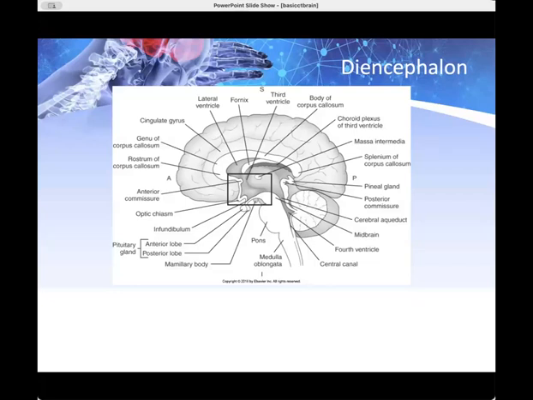So we look at the diencephalon, which is a complex of structures within the brain. The major components are the thalamus and hypothalamus. The diencephalon functions as a relay station for sensory information and as an interactive site between the central nervous system and the endocrine system. It is closely associated with the limbic system.